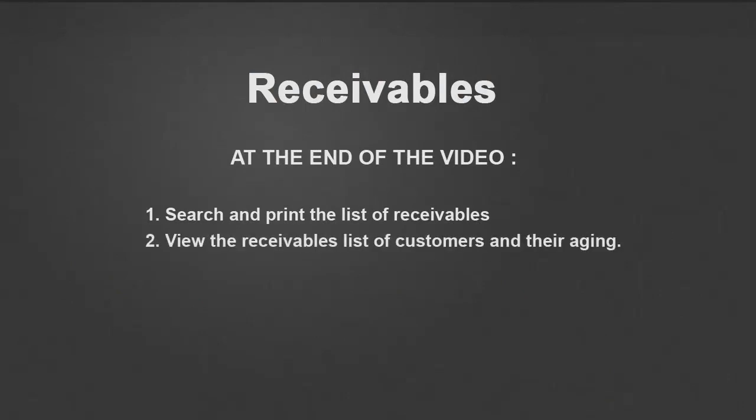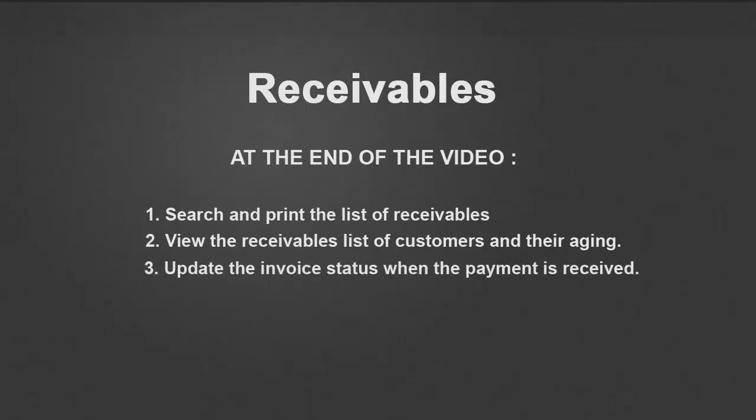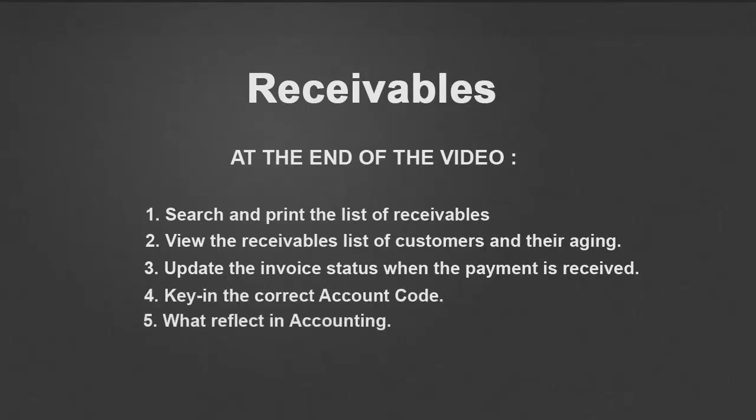Receivables. At the end of the video, you are able to: first, search and print the list of receivables. Second, view the receivables list of customer and their aging. Third, update the invoice status when the payment is received. Fourth, key in the correct account code. Fifth, what reflect in accounting.